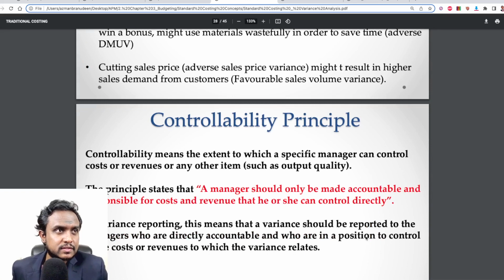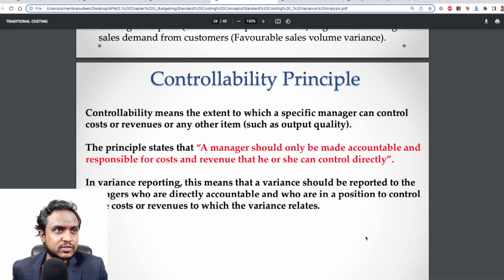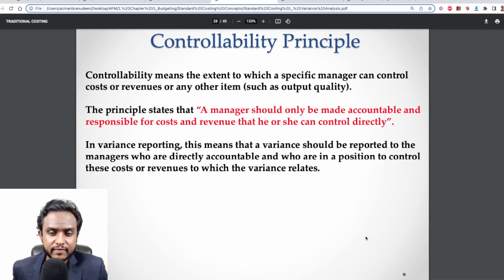This brings us to the planning and operational variance concept under the controllability principle, which is what we will be looking at in the next video.